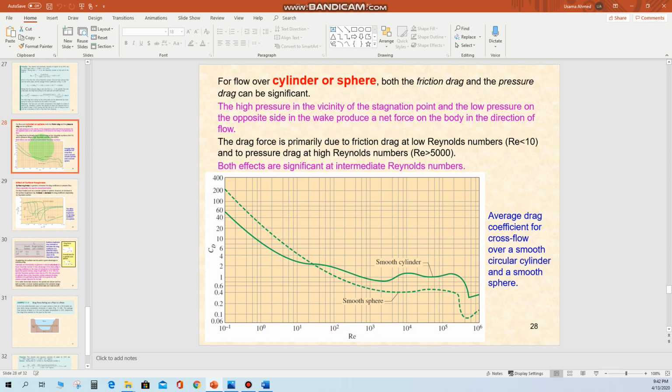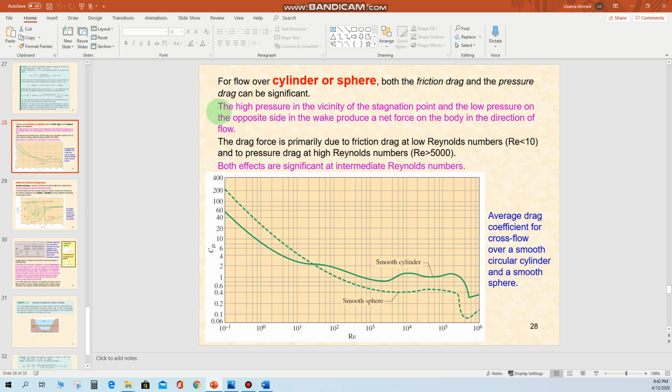Now let us calculate the drag coefficient for cylinders and spheres, and which graph we can use. This is a graph that we can use to estimate the drag coefficient for cylinders and for spheres. For flow over a cylinder or sphere, both the friction drag and the pressure drag can be significant. The cylinder and sphere can be called blunt bodies. They can have both a drag force due to friction forces and a drag force due to pressure forces.